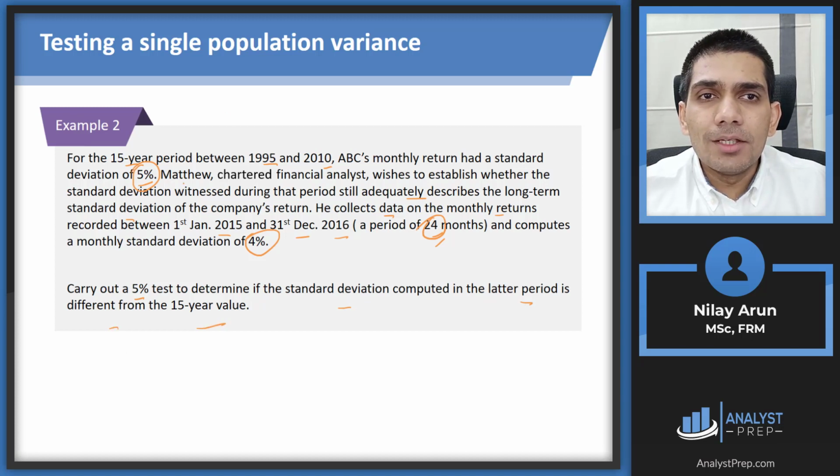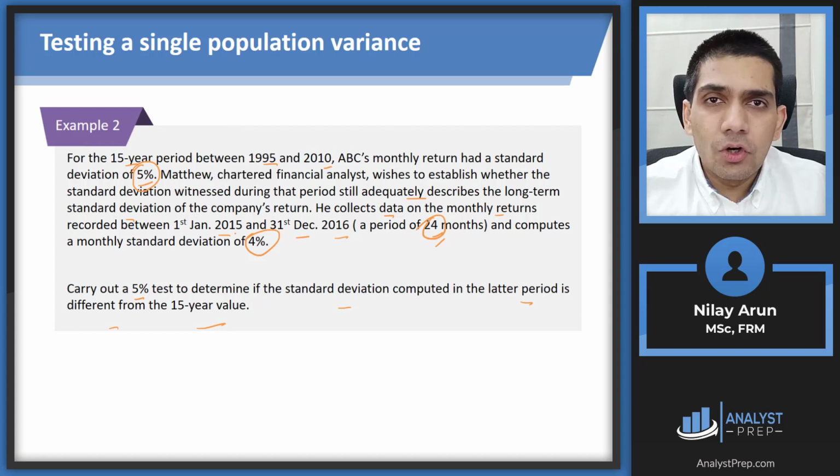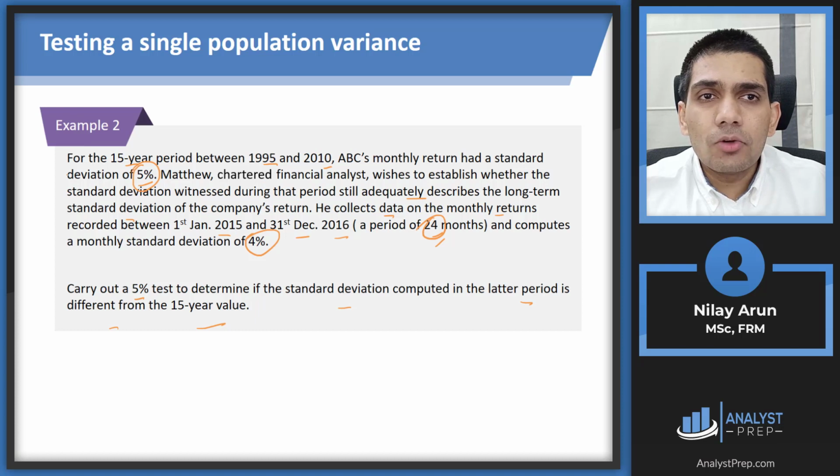So we need to compare these two values, but remember, the test that we are going to conduct is for variance, not standard deviation. So we're not going to use 5% and 4%. We are going to use the squares of these numbers because variance is the square of standard deviation.